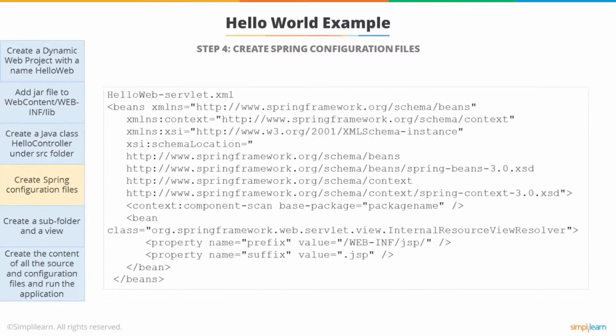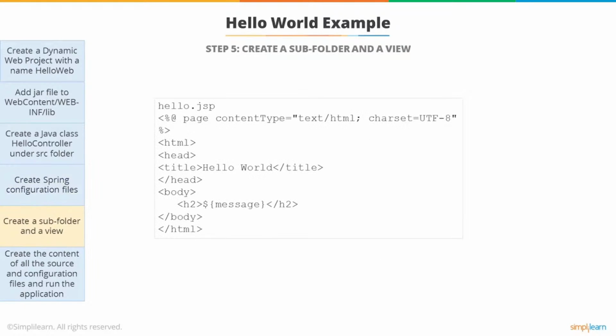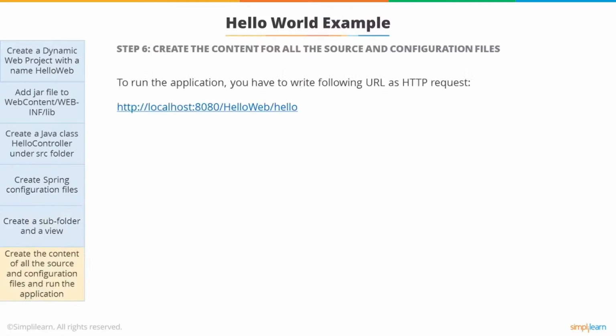Then we map the Spring Framework InternalResourceViewResolver as well, and we put the /WEB-INF/jsp property mapped to that particular folder path. Then we create the subfolder with a view hello.jsp, which simply returns Hello World and the message expression. To run the application, we say localhost, port, HelloWeb, and hello.